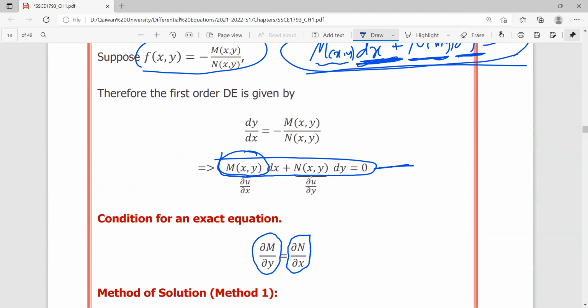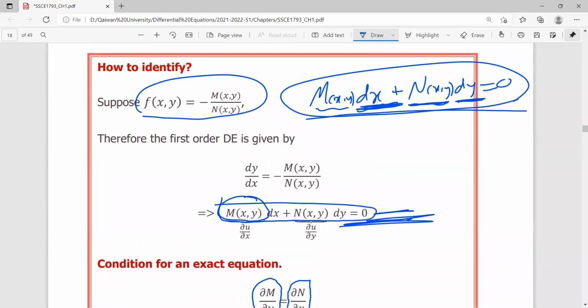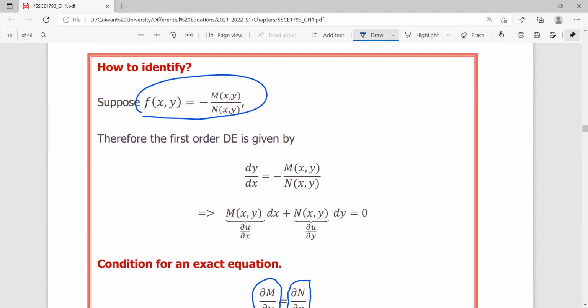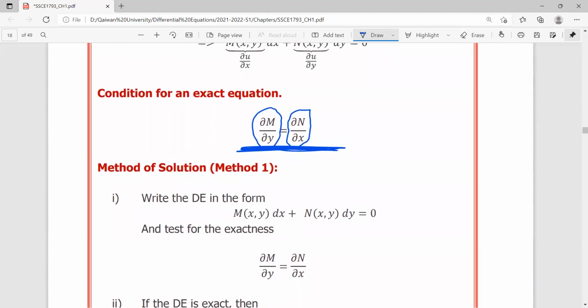We first write down the equation into this form, and then the coefficient of dx is M, and the coefficient of dy is N. The derivative of M with respect to y must equal the derivative of N with respect to x. If it satisfies this equation, it means the differential equation is an exact differential equation. So we just talked about how to recognize an exact differential equation.